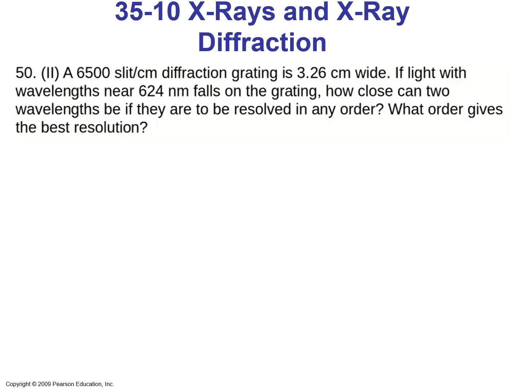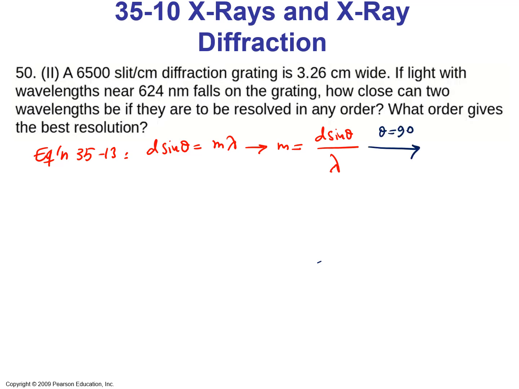So we start with equation 35-13 again. d sine theta is equal to m lambda, and we use this equation to solve for m: d sine theta over lambda, and that gives the maximum order possible for this diffraction grating by setting the angle theta equals 90 degrees. So theta equals 90 degrees. That's the maximum diffraction order.